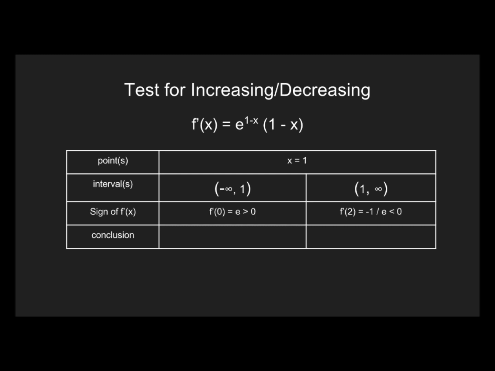Here I chose 0, so f prime of 0 turns out to be e, which is positive and greater than 0. Next, we want to evaluate f prime of 2, which turns out to be negative 1 over e, which is less than 0. The conclusions that we can draw from this are that f is increasing on the interval negative infinity to 1, and f is decreasing on the interval 1 to infinity.